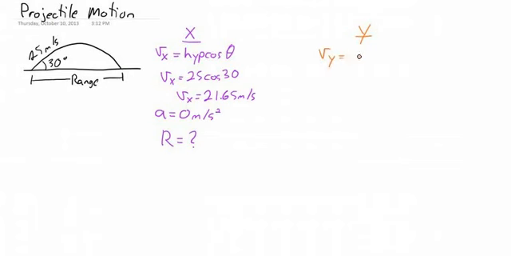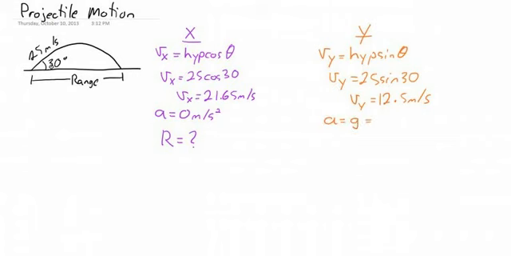Now we can look at our vertical direction. Again, we have to find our vertical velocity, which can be found using hypotenuse times sine theta, which becomes 25 sine of 30, which equals 12.5 meters per second. Just like before, our acceleration in the y direction is gravity, but because our object is initially traveling upwards, we have to use a negative 9.8 meters per second squared. And then we have no distance information in the vertical direction.